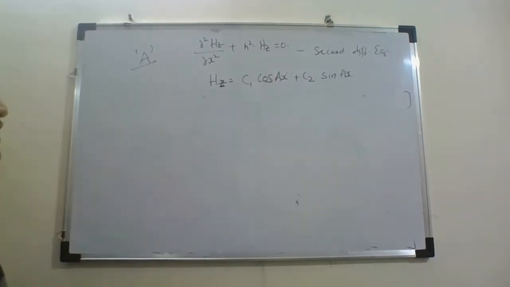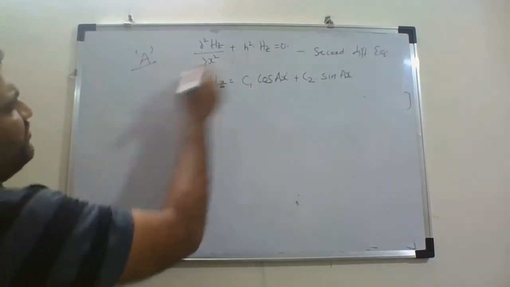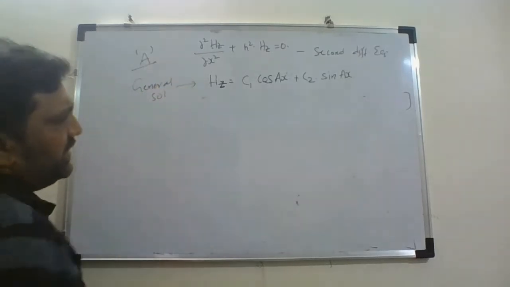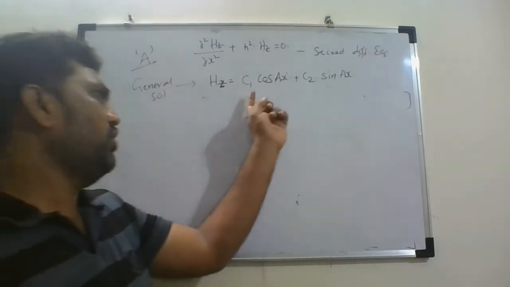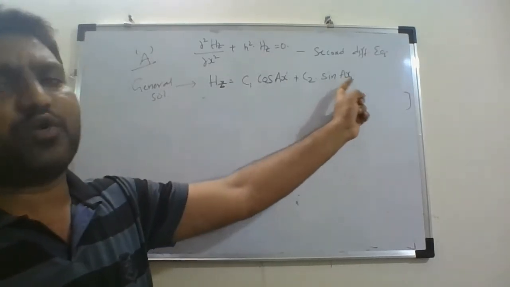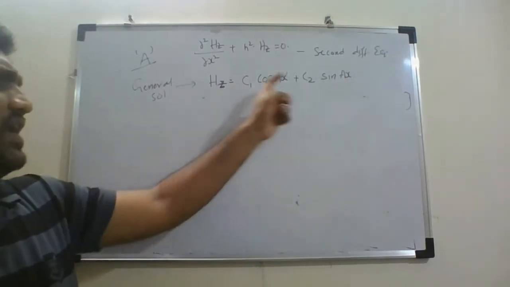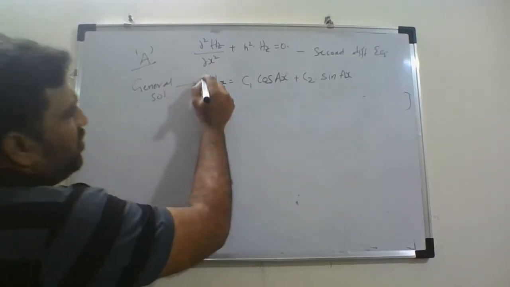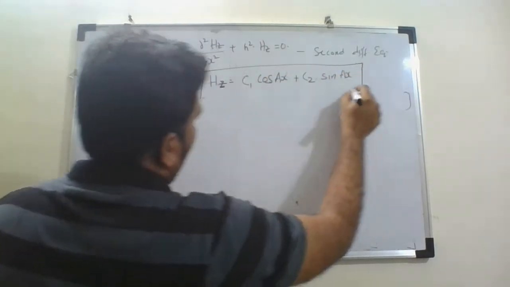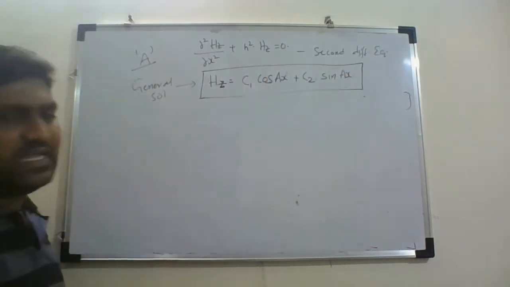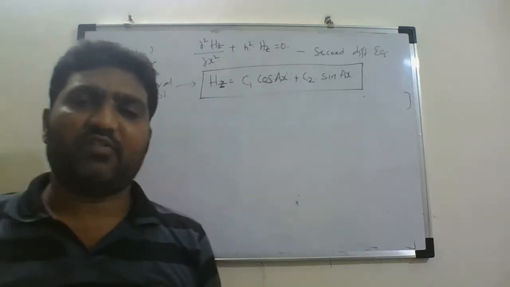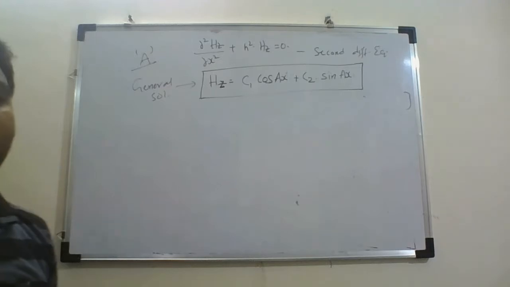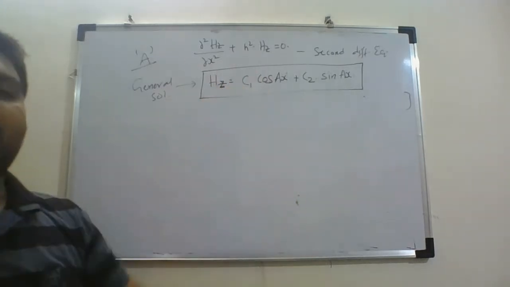Because this is a second order differential equation, the general solution will be of this form: Hz is equal to c1 cos ax plus c2 sine ax, where c1 and c2 are constants and a is also a constant. This is the expression for Hz for my TE wave in the case of a parallel plane waveguide. So it is clear till now, and I get the value of Hz.